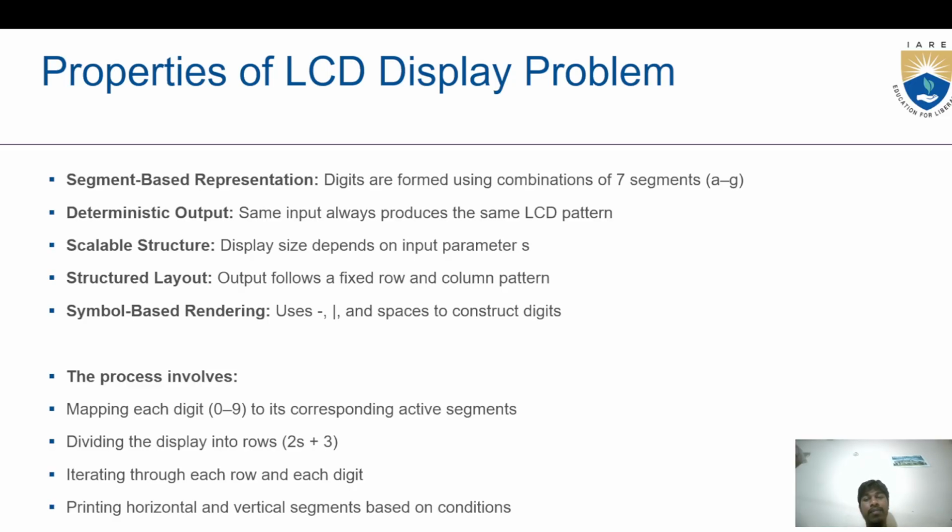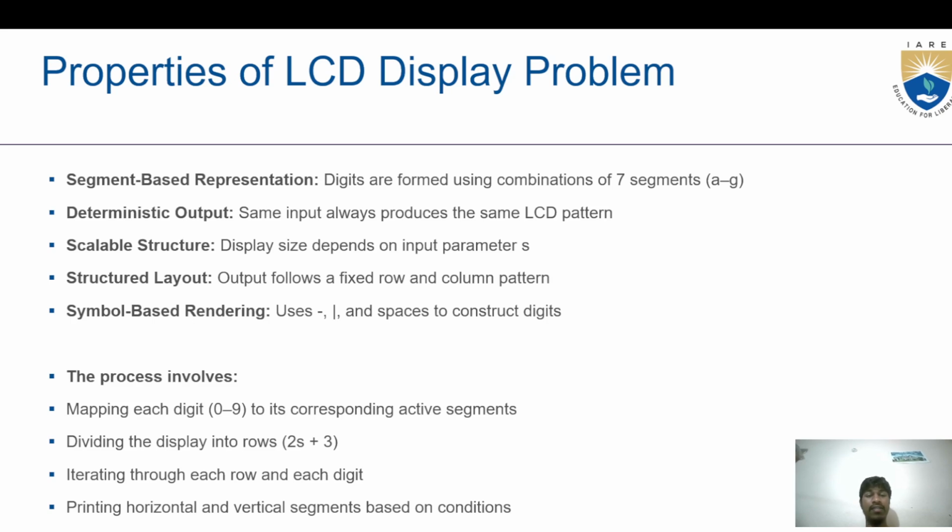Properties of LCD display problem. The properties that we have: it is a segment-based representation. Digits are formed using a combination of 7 segments, A to G. It is a deterministic output. The same input always produces the same LCD pattern.